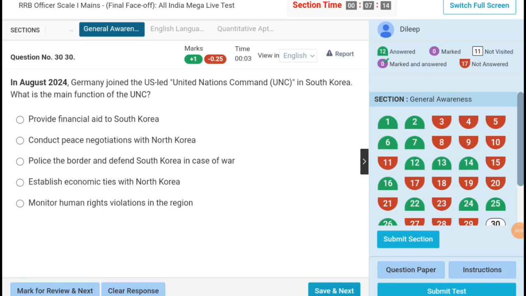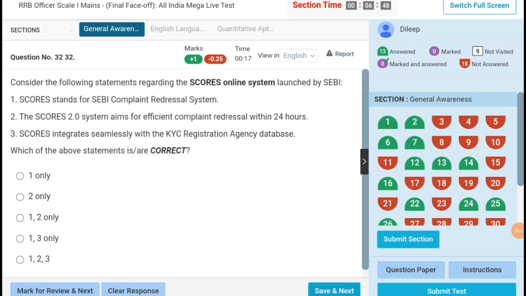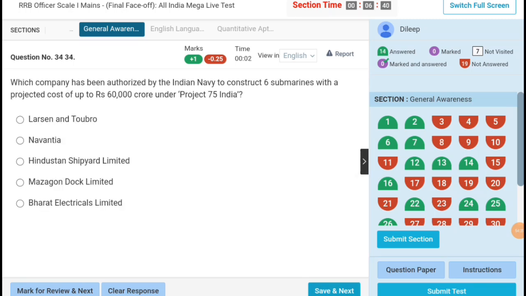Germany joined the US late. Akhil Gupta is the new chairman of Bharti AXA Life Insurance. Which organization has appointed Akhil Gupta as the new chairman? I think Bharti AXA. Vijaya Fixed Deposit is RBL Bank.